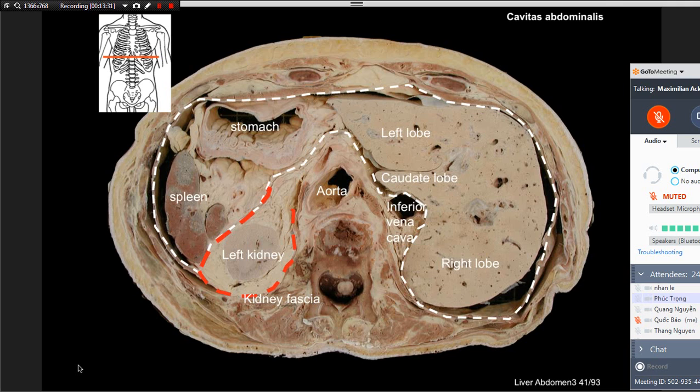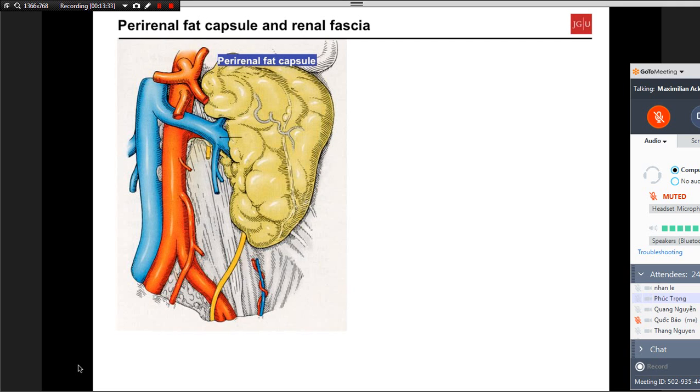So let's talk about the kidney itself. You have a perirenal fat capsule and a renal fascia. The kidney is embedded there. The fat capsule surrounds the kidney and the suprarenal gland. If you're starving, it could happen that this fat capsule is resorbed, and then you have some kidney problems. Kidney failure can also arise from losing fat tissue of the perirenal fat capsule.